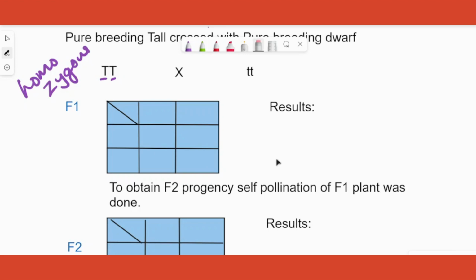He expected some tall and some dwarf, but that is not what he got. Instead, he got all tall plants from the next generation. So, the next generation is represented by F1. F1 stands for filial. What is filial? Filial means son or daughter. So F1 is the first filial generation or the next generation.